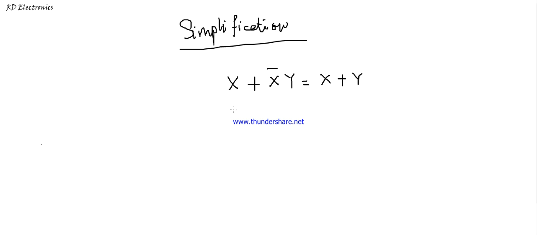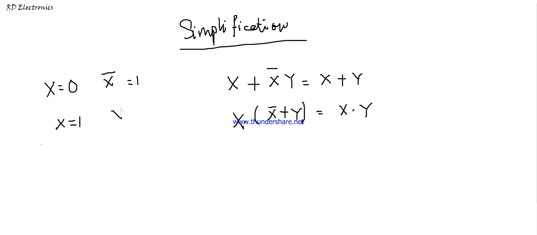Okay, and in the second form, if x AND operation performed with x complement OR y, then it is written as x AND y, because in the complement form, what is a complement? If x equal to 0, then its complement equal to 1. Complement means just the opposite logic, and if we consider x equal to 1, that means logic high, then x bar equal to 0. This is the meaning of complement.